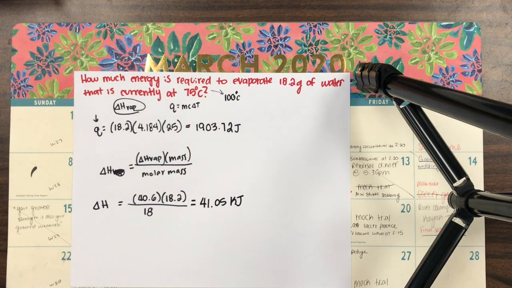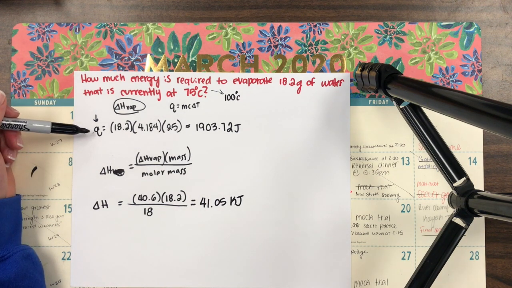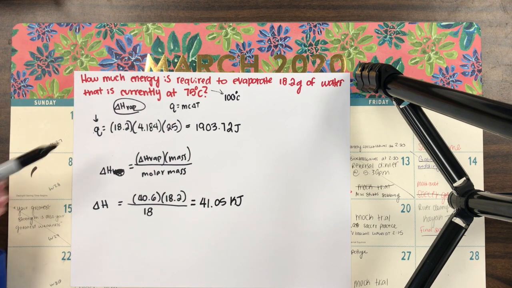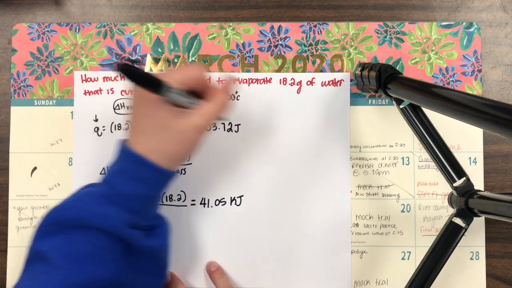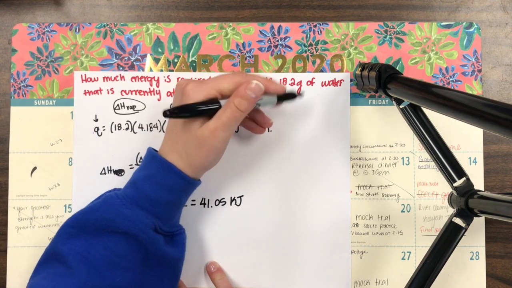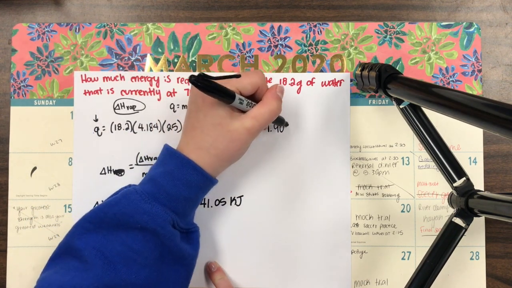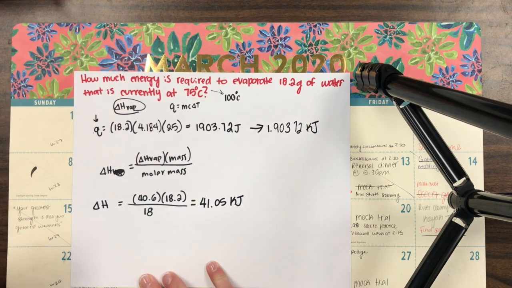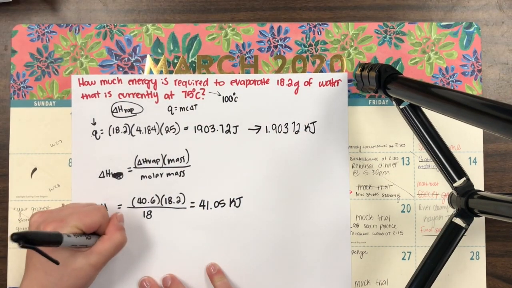So now to figure out how much total energy this is going to take: this is the amount of energy it takes to raise a liquid to a certain temperature. This is how much it takes for it to actually evaporate. So I'm going to have to add these two together to figure out how much energy is required to evaporate that much liquid. So I actually need to change this to kilojoules so that I can add the two of these. This will become 1.90372 kilojoules, and I'm not rounding just yet.